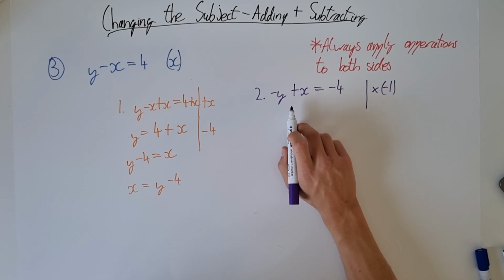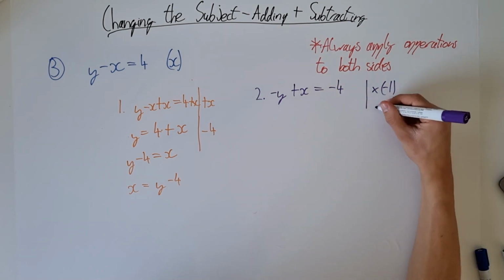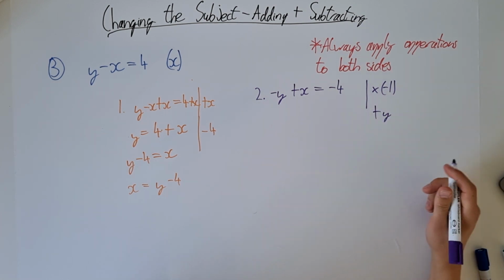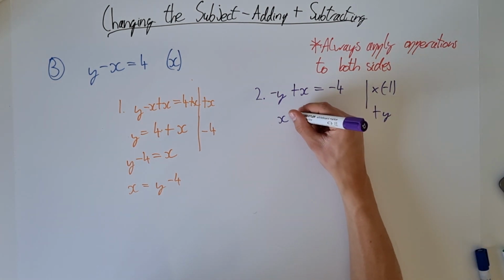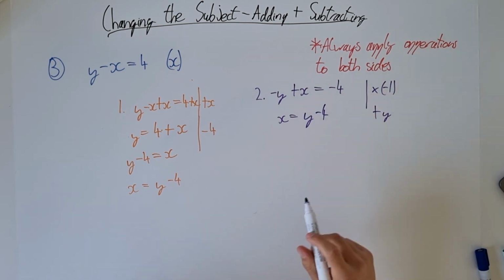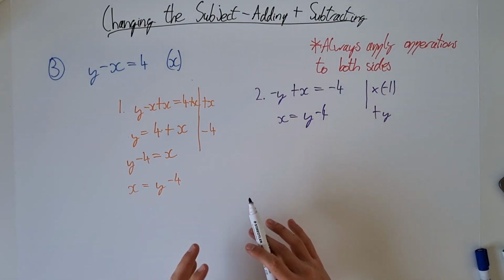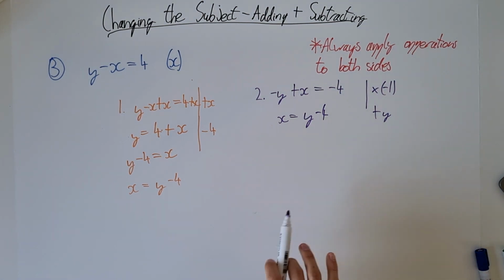Now, making x the subject of the formula, we need to add y to both sides because it's minus y. So adding y to both sides is going to give us x is equal to y minus 4. And you can see we get the exact same result. It's just two different ways of thinking about it. So now we've seen this, moving on to our final example.